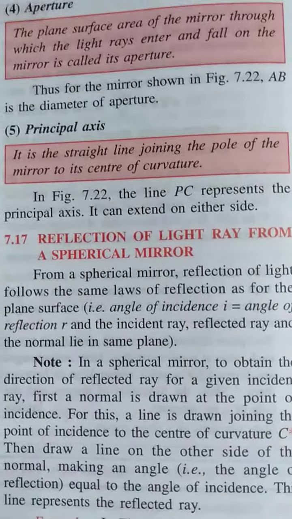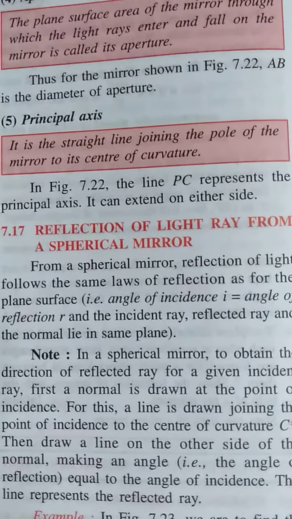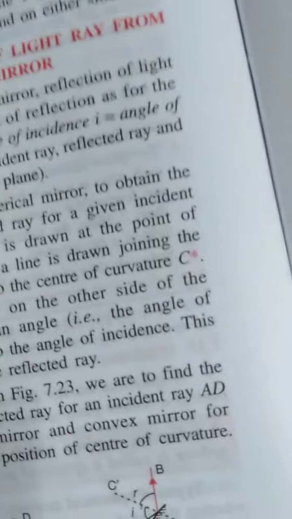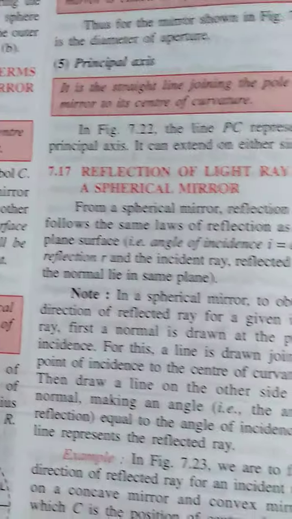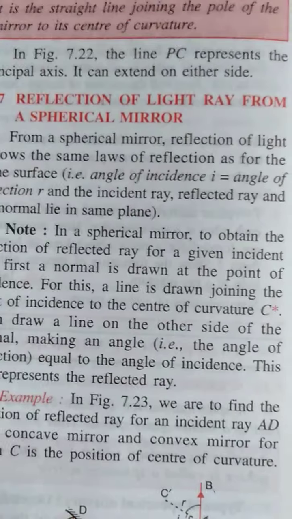Okay. Now we are going to study aperture. Aperture is the plane surface area of the mirror through which reflection of light takes place. It means the area of the mirror. See, suppose this is a mirror. The area of this mirror where the reflection will take place is called the aperture.